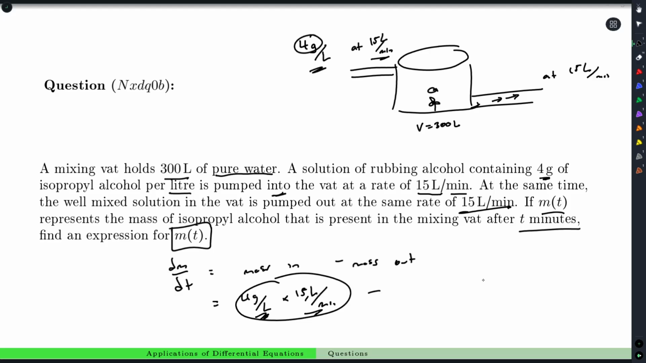How about what's coming out? Well, we know it's coming out at 15 liters per minute, but the concentration sort of depends on how much isopropyl alcohol is already in here, and that's where we get the M of T again. So this isn't just going to be a derivative equal to some constant. The function relates back to itself, which makes it a more interesting differential equation. So it's the mass, but this isn't a concentration. Right? Concentrations are grams per liter.